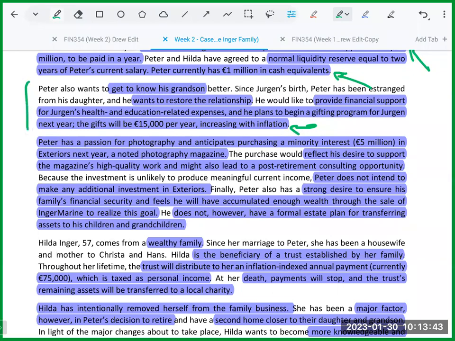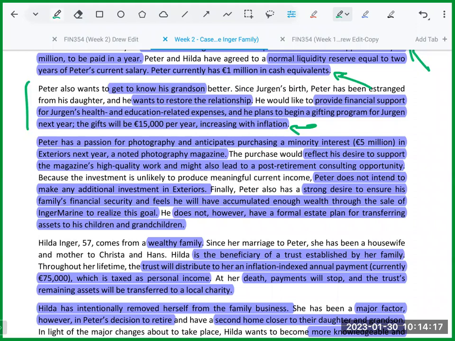He wants to get to know the grandson better. But not only that, since he wants to provide financial support for health and education, we need to think of whether we should recommend a trust, right? A trust might be pretty useful in this case, because the grandson is probably very young now, and we want to accumulate the wealth for the grandson, and we know the specific purpose is for health and education, right? So a trust structure is perfect for kids. So you should recommend something along the lines of a trust.